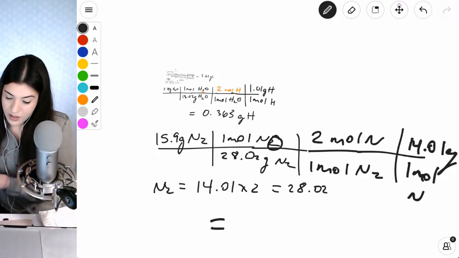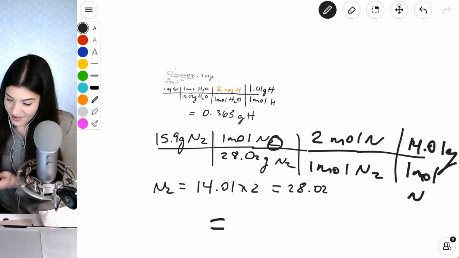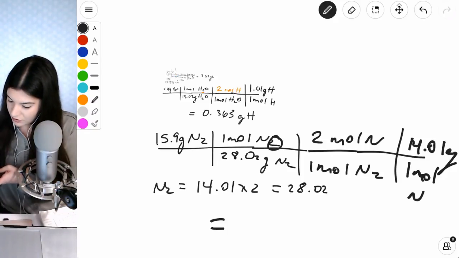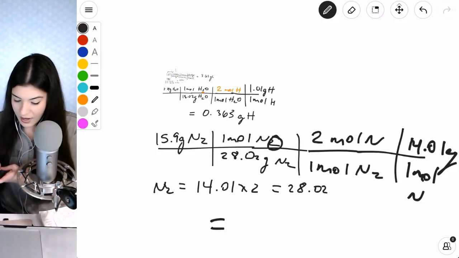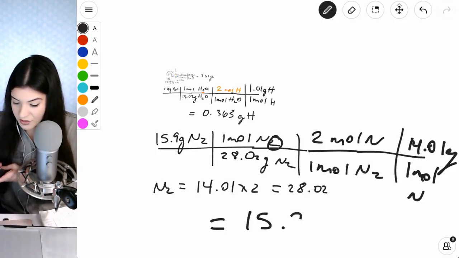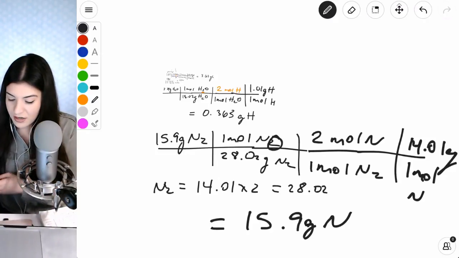All right, so let's see what that was. We're almost there. And then we still have to figure out oxygens. So oxygen will be a little bit different. I'll show you guys in a second. Let's see what this gives us. Okay, it's going to give us the same thing, which is expected since it's just nitrogen.